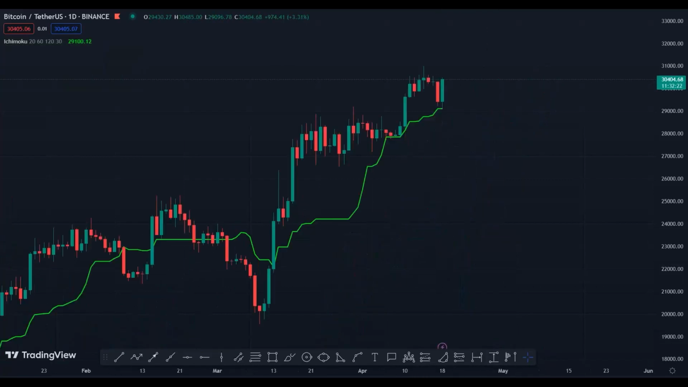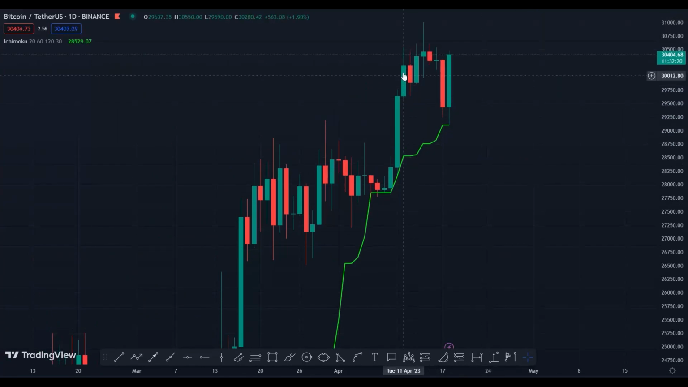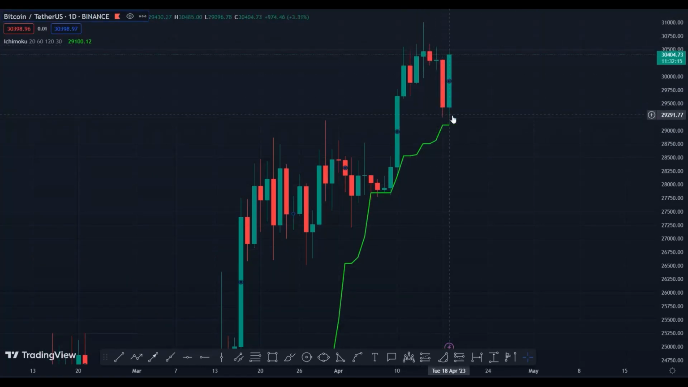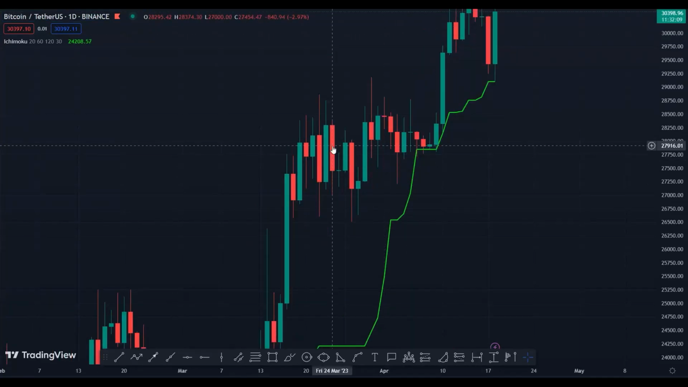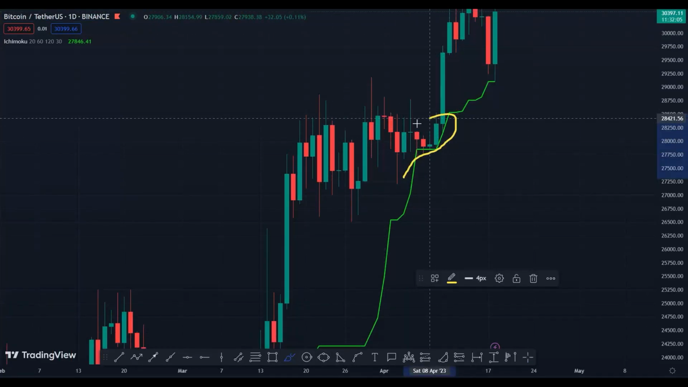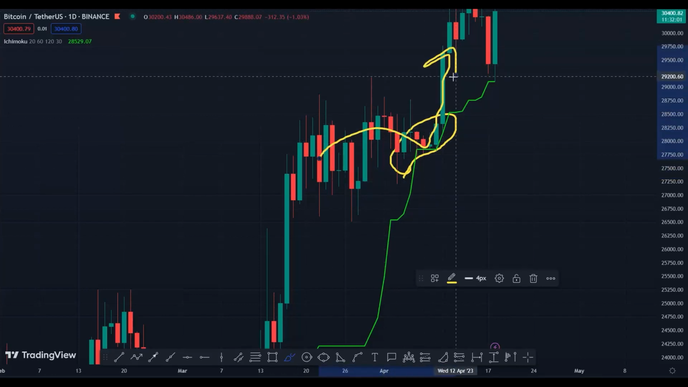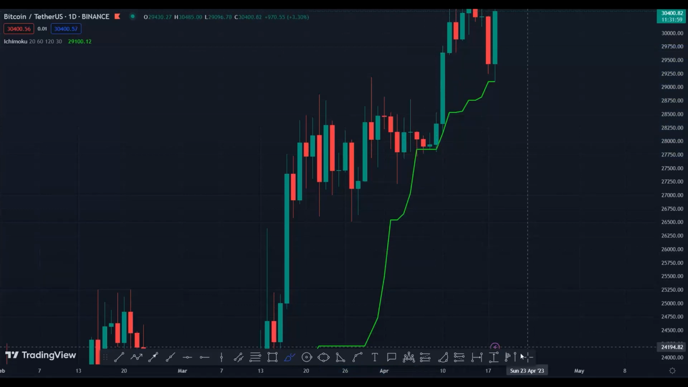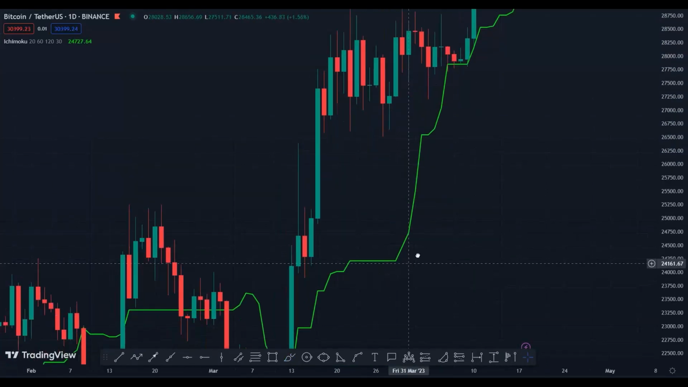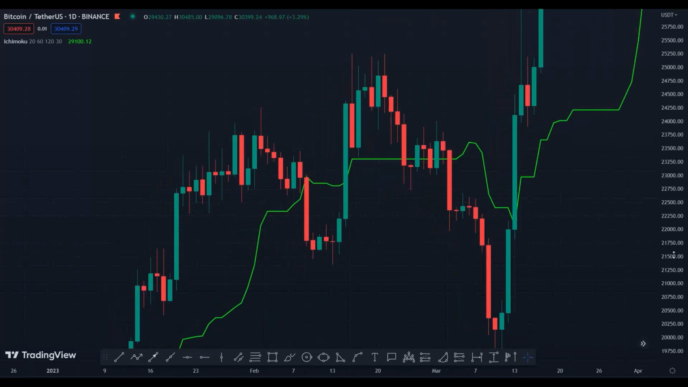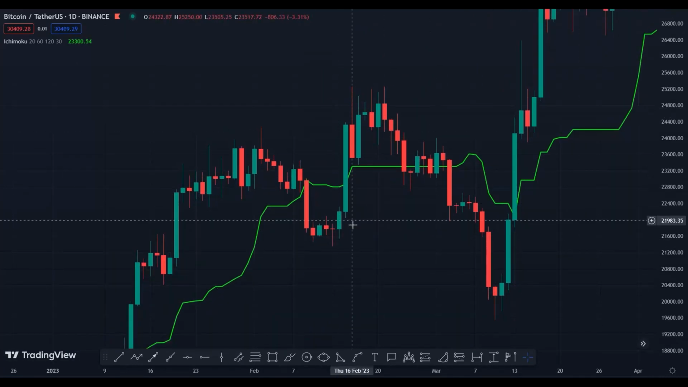As you can see, last night we came down here to the Tenkan-sen. We touched it perfectly. The Tenkan-sen acted as a support, and we bounced to the upside. Here, as you can see, the Tenkan-sen acted as a support. We touched it, we bounced to the upside. So basically, the Tenkan-sen acts as a support, but it's not very strong compared to the Kijun-sen.